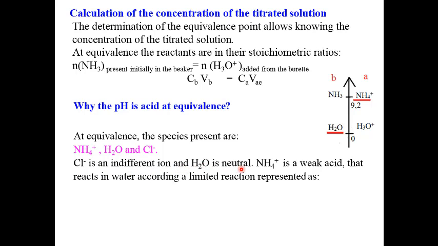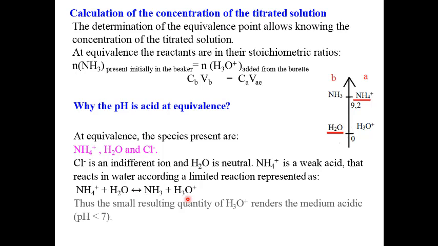We have H2O that is neutral, and we have NH4+, indicated here, which is a weak acid that reacts in water according to a limited reaction, represented as you can see here, and it is reversible. So the reaction of this ion with water, even in a limited way, produces H3O+ ions, which renders the medium acidic. So the small resulting quantity of H3O+ renders the medium acidic, with a pH less than 7.